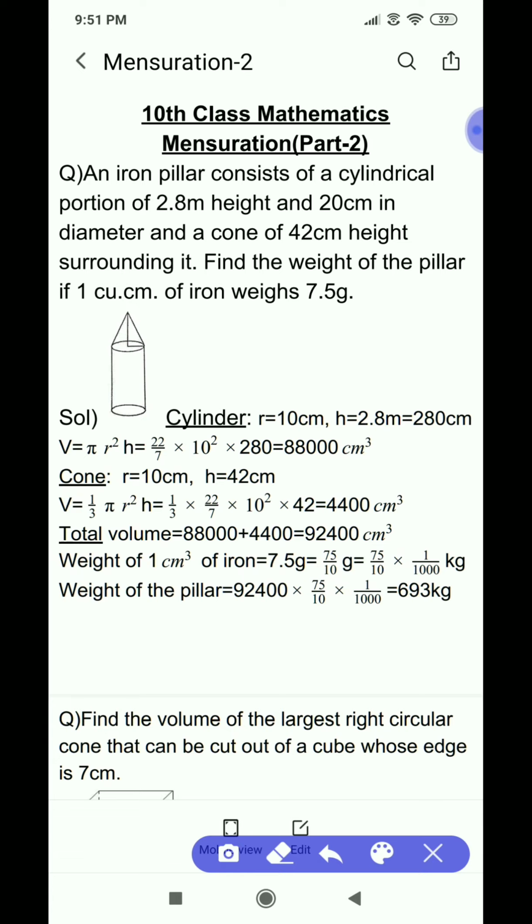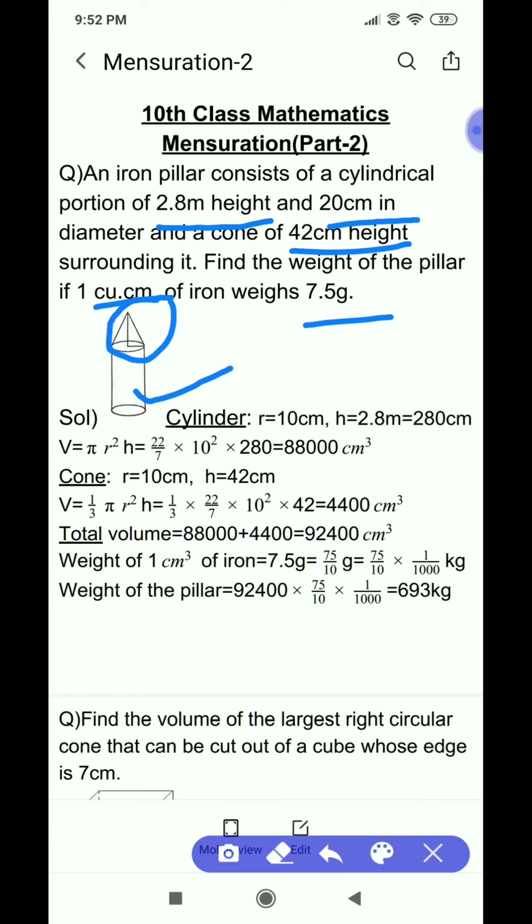An iron pillar consists of a cylindrical portion of 2.8 meter height and 20 centimeter diameter and a cone of 42 centimeter height surrounding it. Find the weight of the pillar if 1 cubic centimeter of iron weighs 7.5 grams. Dear students, in this question we have two solids. One is a cylinder, another one is a cone.